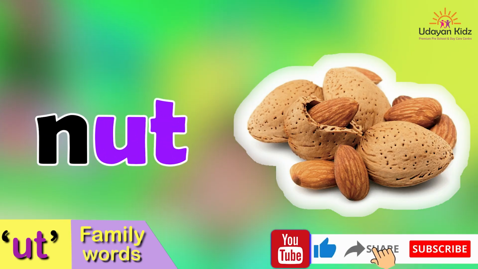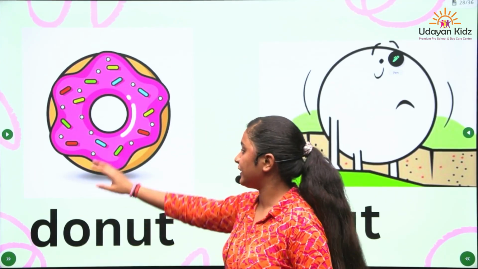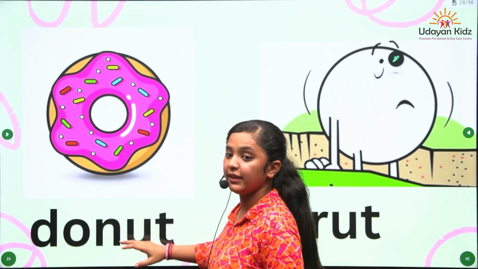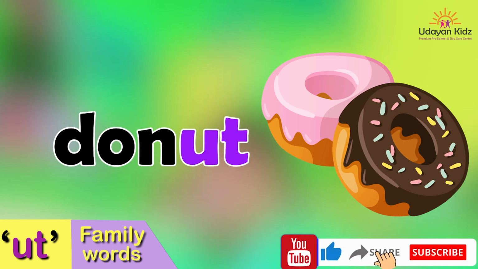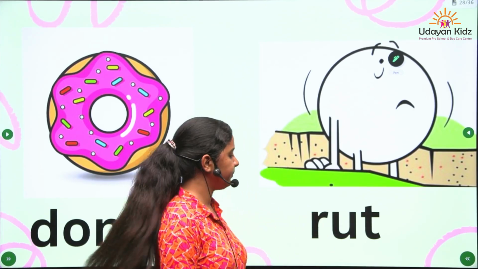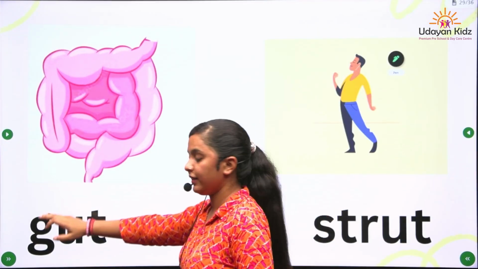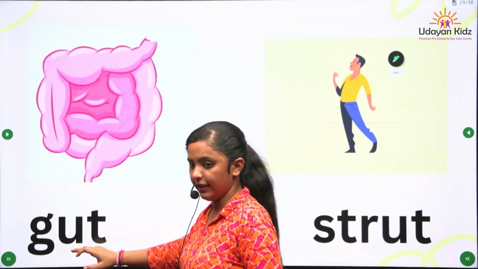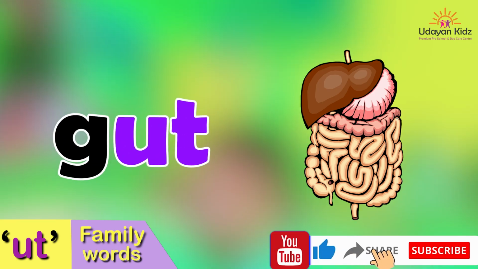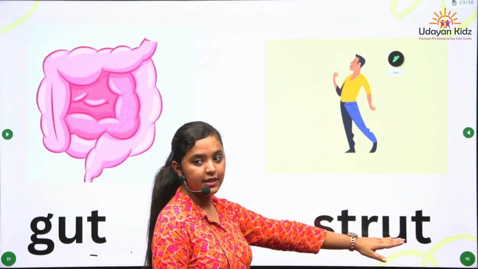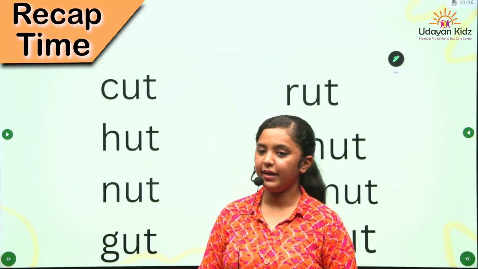Okay, now this one, this is donut. And next one, r, ut, rut. Okay, this one, g, ut, gut. Next is t, ut, tut. Okay, now it's recap time.